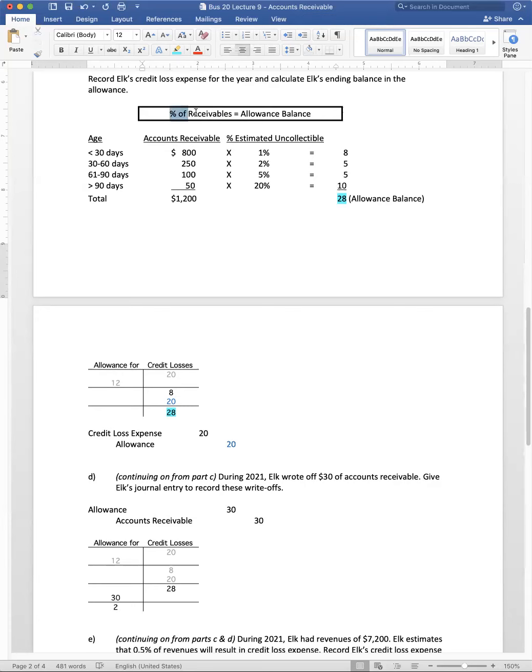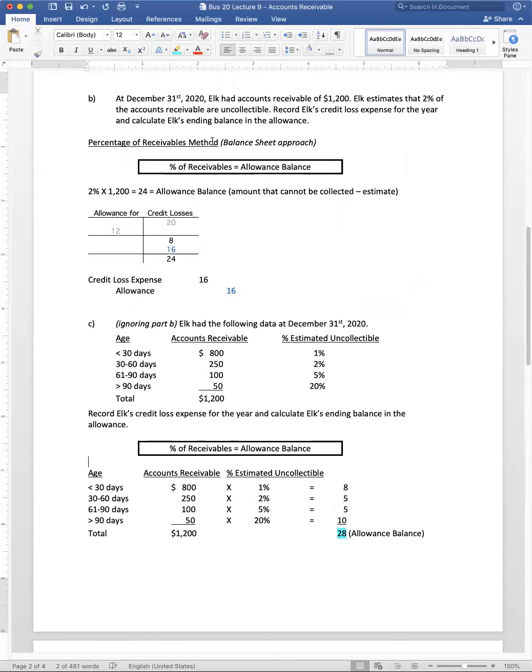So what we're doing with this method is we're saying, let's look at the balance sheet, let's look at our accounts receivable and estimate what amount of them cannot be collected. So we're using the receivables on the balance sheet to calculate the allowance, its contra account, which is also on the balance sheet. That's why, way back here, I said it was a balance sheet approach, because we're using receivables on the balance sheet to calculate the allowance on the balance sheet.